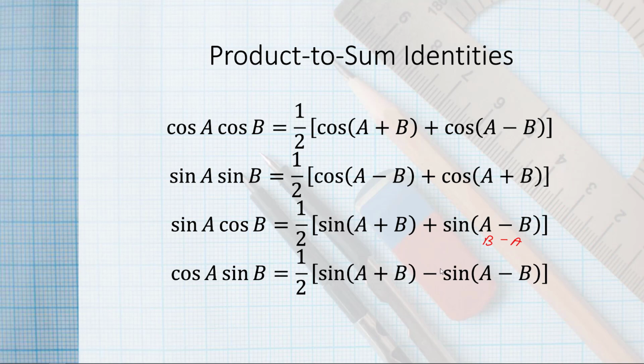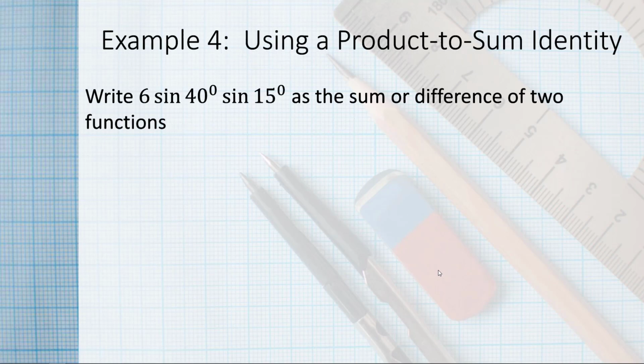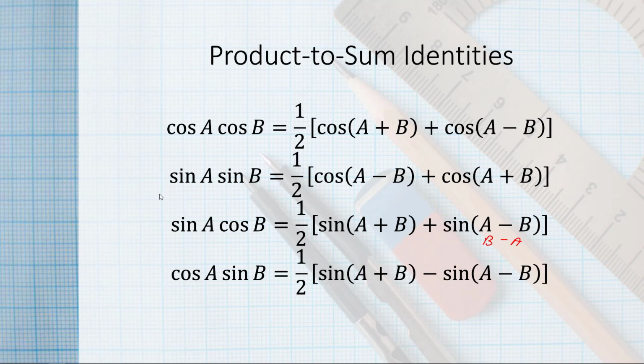Once again, our purpose is primarily how to use them. And let's do that in this particular example. Here we have the product: 6 times sine of 40 degrees times sine of 15 degrees, and we want to write this as the sum or difference of two functions. So to do this, we want to use this particular identity.